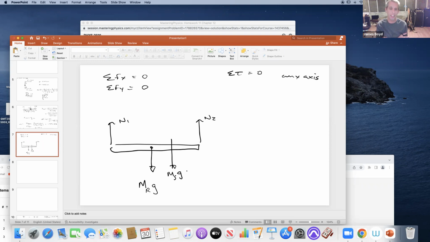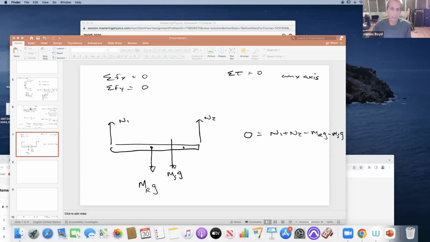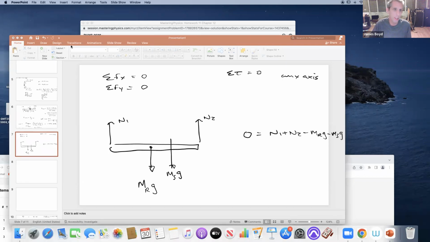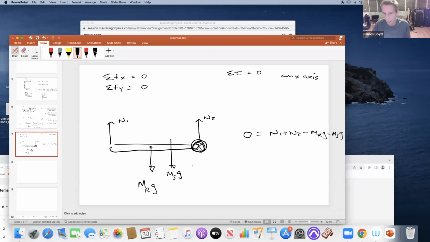However, if I write the force in the Y, the sum of the forces in Y is 0. And it's N1 plus N2 minus MRG minus MSG. And I don't know N1 or N2. I can figure out MRG and MSG because they gave me my masses. I need to use the torque equation. Now, I'm going to choose an axis that's going to make my job easier. And that axis is going to be right here. If I choose this as my axis, I don't have to worry about N2.